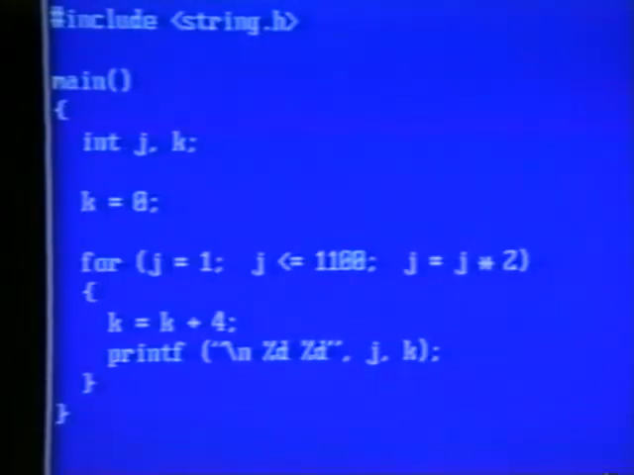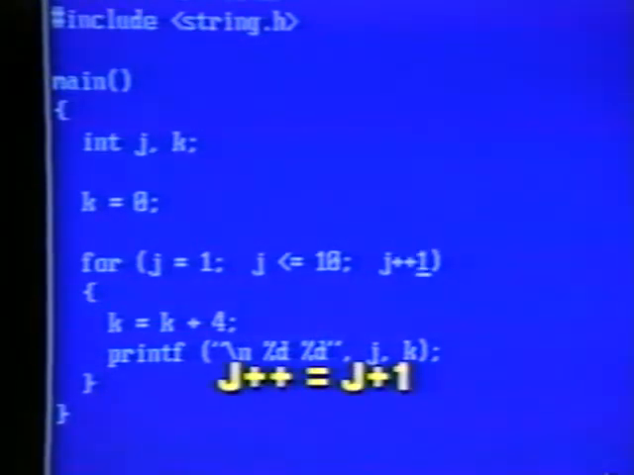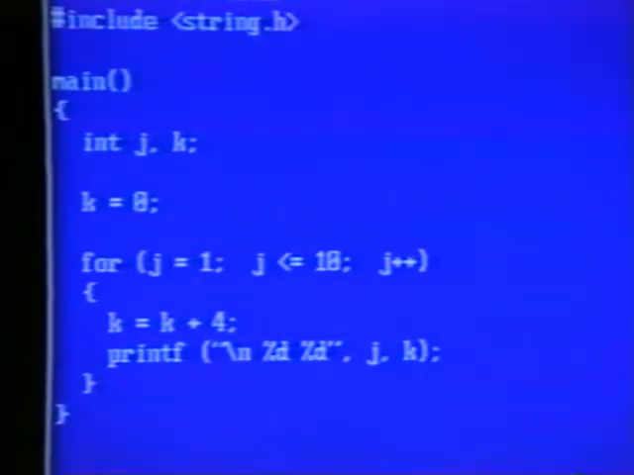Let's change the for loop back to j equals 1 to 10, incremented by 1 each time through the loop. Where we have j equals j plus 1, we can replace that with j plus plus. This is a shorthand way of incrementing a variable by 1. Use whichever method you prefer. The code generated by the compiler is exactly the same in each case. It's just a shorthand way of accomplishing the same thing.